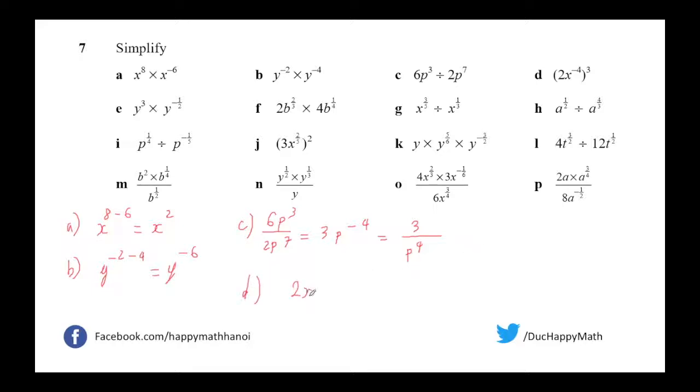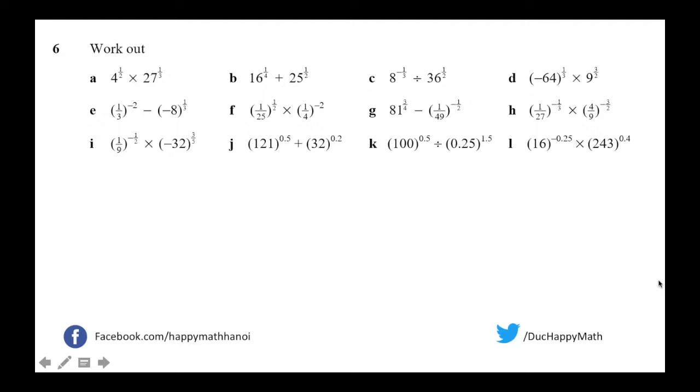The compound power number. The power outside is 3, so you put the 3 inside for both factors. Look at it and work continuously. 2 to the power of 3 is 8, and this one is h to the power of -12. h to the power of -12 means 8 divided by h to the power of 12.